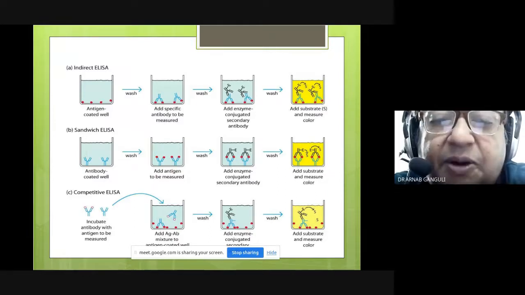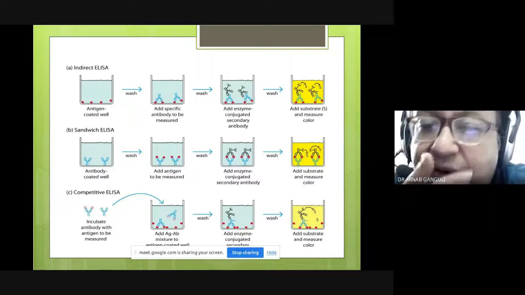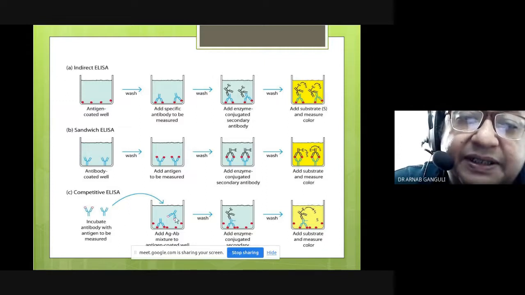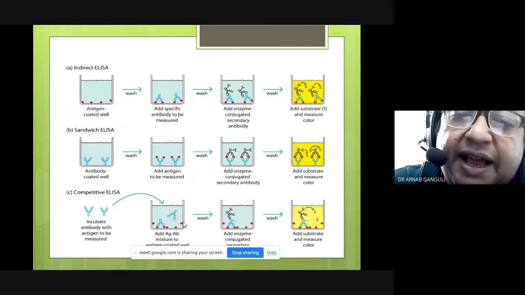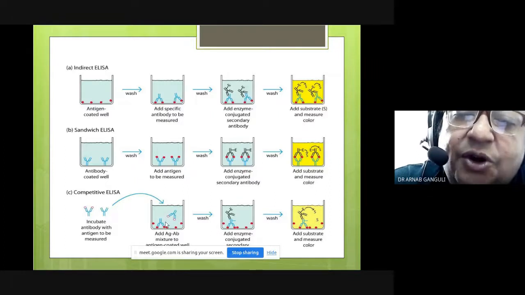Incubate antibody with antigen. In a tube, antigen and antibody are incubated, with antigen to be measured, normal antigen, or then you have an antigen-coated plate. Now this will compete for binding to this antigen which is coated.